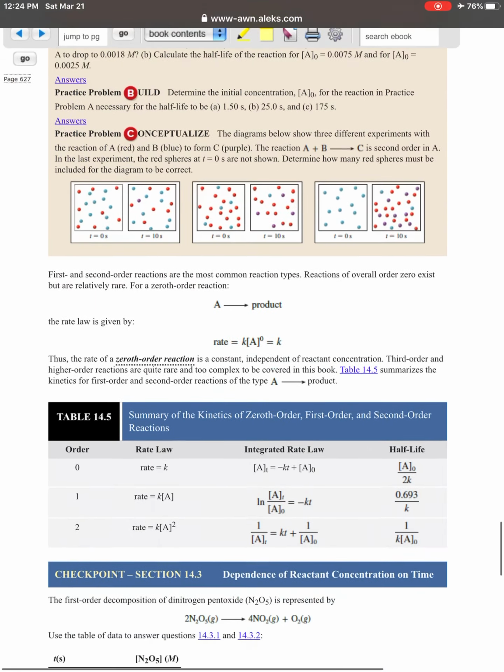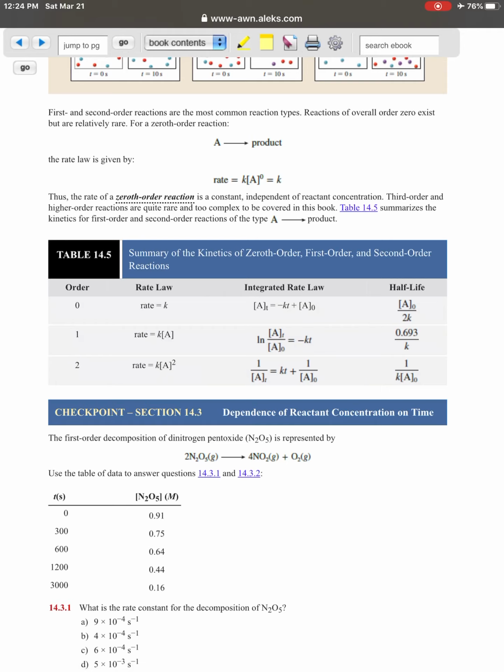First and second-order reactions are the most common reaction types. Reactions of overall order 0 exist, but are relatively rare. For a 0th order reaction, A turns to product, and the rate law is given by rate equals k times the concentration of A to the 0 equals k. So rate just equals k, it's constant. Thus, the rate of a 0th order reaction is a constant, independent of reactant concentration. Third order and higher order reactions are quite rare and too complex to be covered in this book.